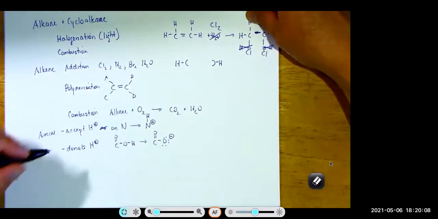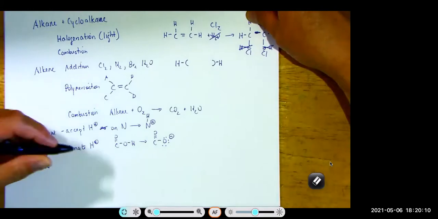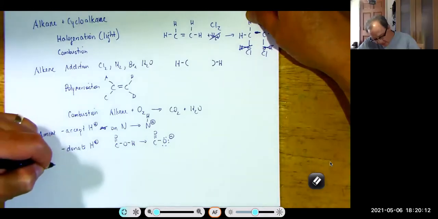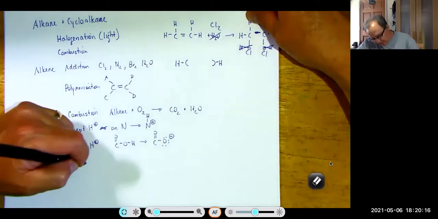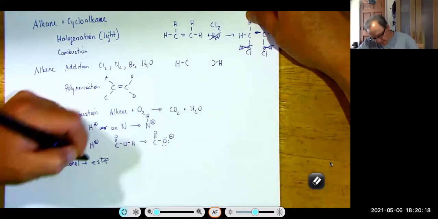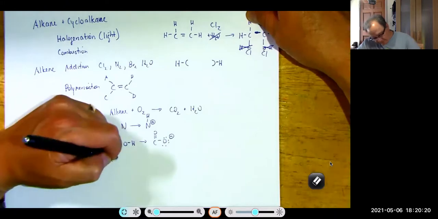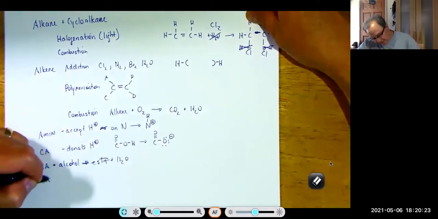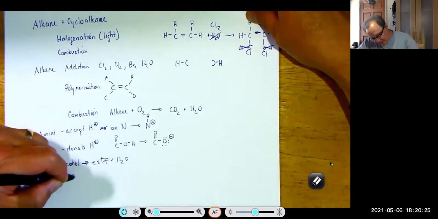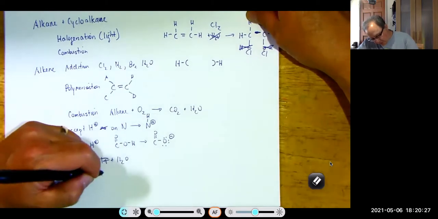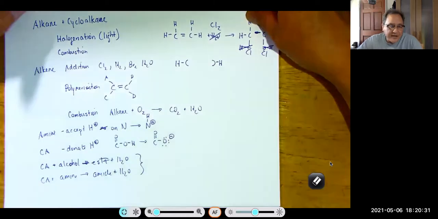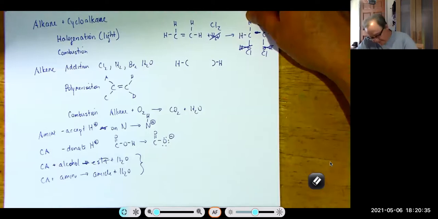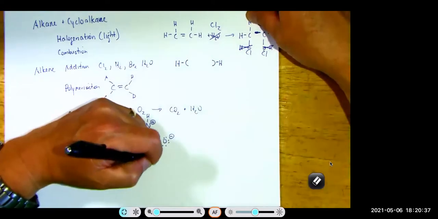Yeah. And then the carboxylic acids and alcohols can make an ester plus water. Carboxylic acid plus an amine can make an amide plus water. And these two reactions are definitely different, but they're the same reaction. They're condensation reactions, right? Right.